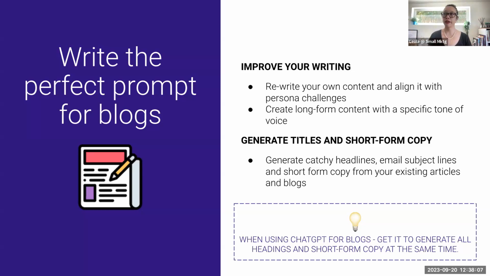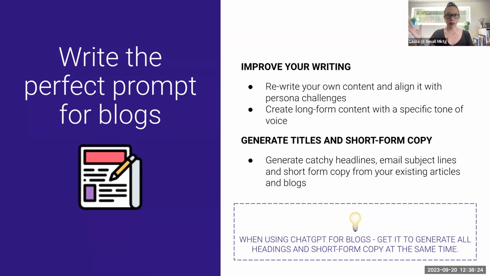The second point there, generate titles and short form copy. So once you have a long form blog, you can say, all right, from this long blog, give me a couple of headlines, give me some email subject lines, give me short form copy, and get all of that stuff out of this one blog.